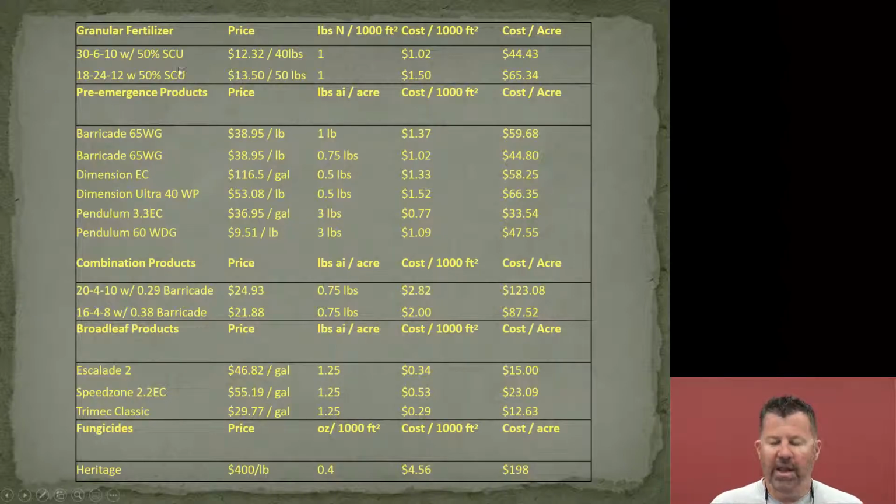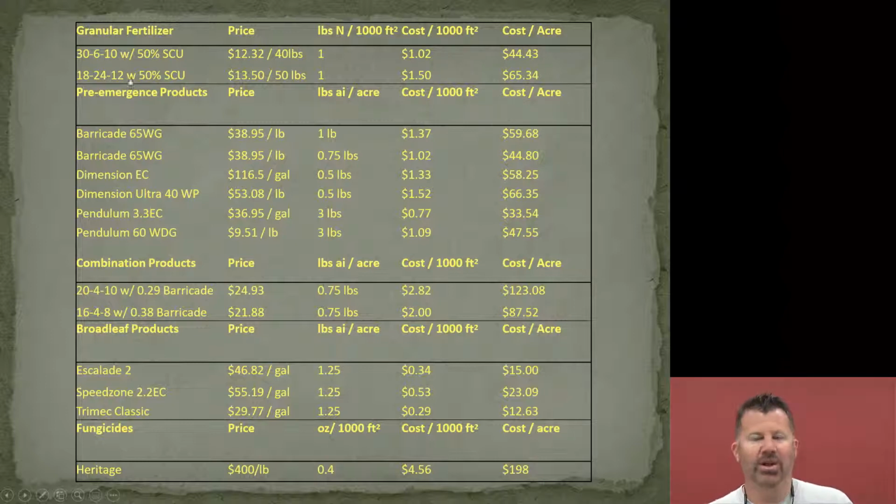Now, here is a chart, guys, of some products that we would typically be using as lawn care technicians. Let's look at 18-24-12. We put that out in the fall when we're doing our plugging and seeding. $13.50 for a 50-pound bag. I know that's definitely going up quite a bit, but for the example, we'll use that. So the cost per 1,000 square feet is $1.50, or we can do an acre for $65.34.